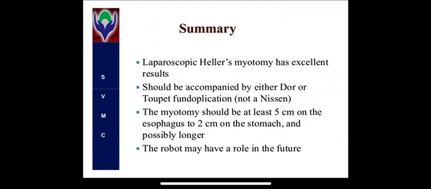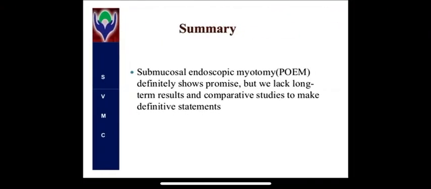Laparoscopic Heller's myotomy has excellent results. It should always be accompanied by either Dor or Toupet fundoplication, but not a Nissen fundoplication. Nissen fundoplication is a 360-degree wrap. The myotomy should be at least 5 centimeters onto the esophagus, extending onto 2 centimeters on the stomach, and possibly longer. Submucosal endoscopic myotomy definitely shows promise, but we lack long-term results and comparative studies to make definitive statements. Thank you.